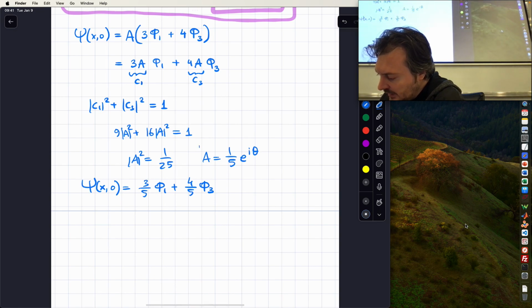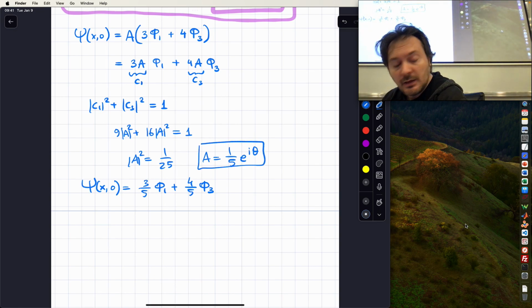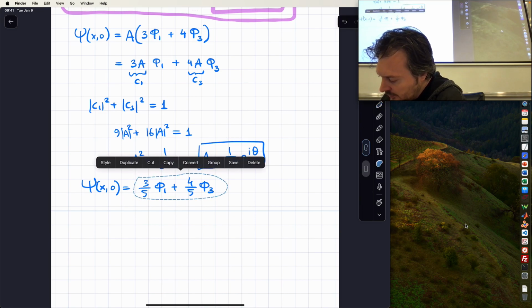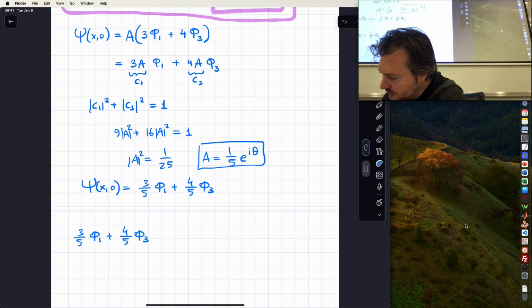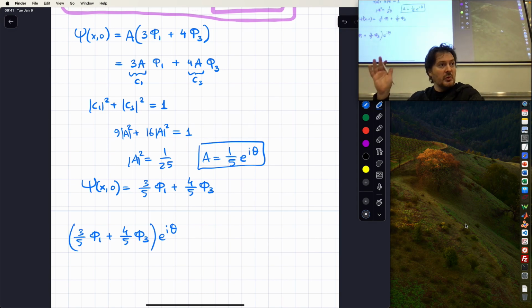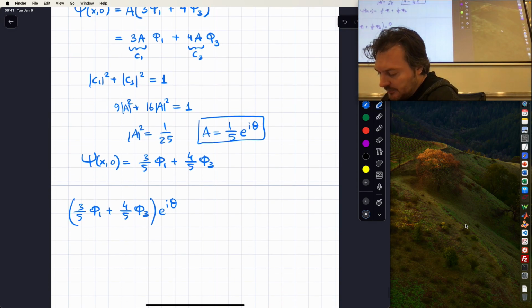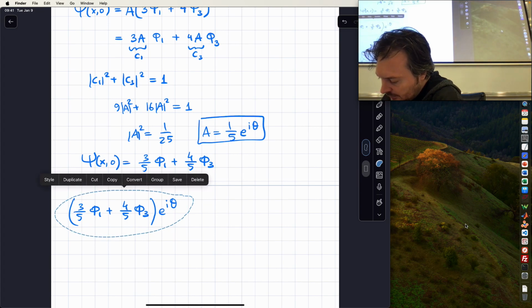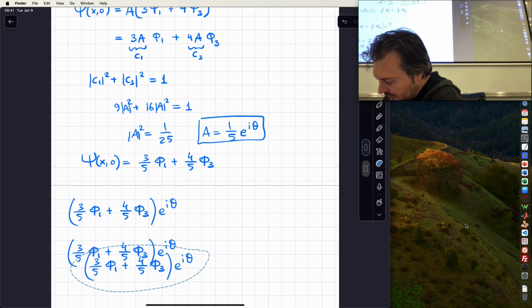So A could be anything like this, and you will still have normalization. We just don't put the e to the i theta, not to confuse ourselves. Because you could have had this in front of it, no problem. You would still have normalization because let's take the complex conjugate of this one. Let me duplicate it twice.